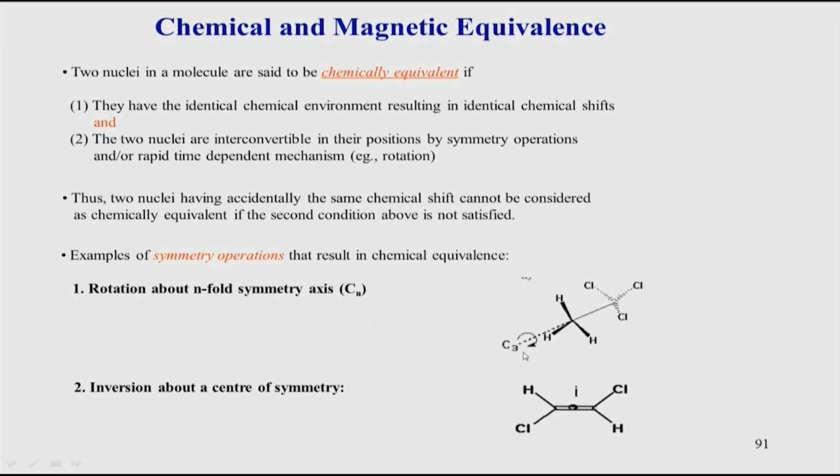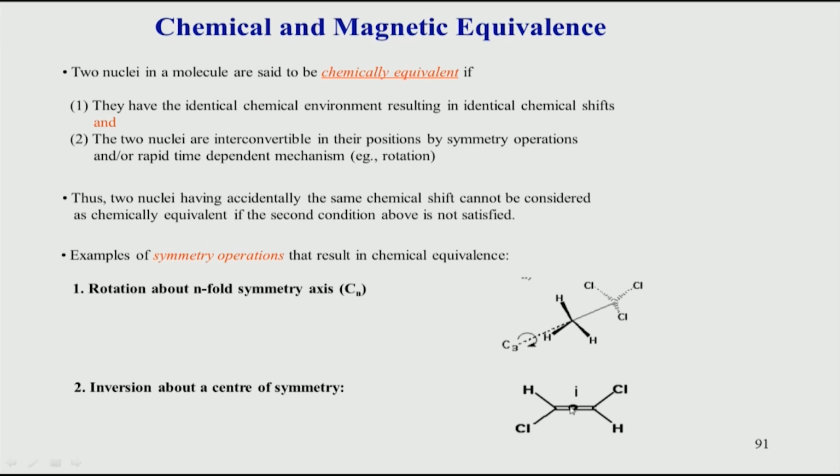So, this is one example. The second example is inversion around the center of symmetry. For example, look at this molecule here. If I take an inversion, if I invert this to this side, this hydrogen will come here, and this hydrogen will go here, and they come back to their positions, in the sense that they are interconverted into each other's position, but there is no difference in the structure of the molecule because of this conversion, and the molecule looks the same. Therefore, these two hydrogens are interconvertible. At the same time, they have the same chemical environment. This hydrogen has a chlorine next to it and a chlorine on this side. Similarly, this hydrogen has one chlorine next to it and one on this side.